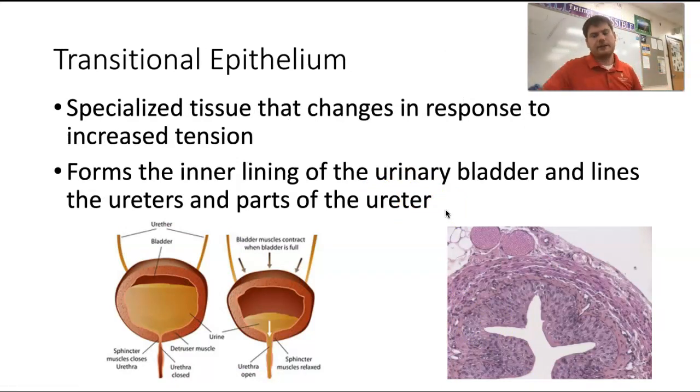This is transitional epithelium. Transitional epithelium kind of goes from being squamous to being cuboidal, depending on how much pressure is on it. A lot of the time this is found in your bladder, in your ureters, your urethra, and basically a lot of things that contain urine. If there's a lot of liquid in that area, like in your bladder, the tissues are going to be flattened.